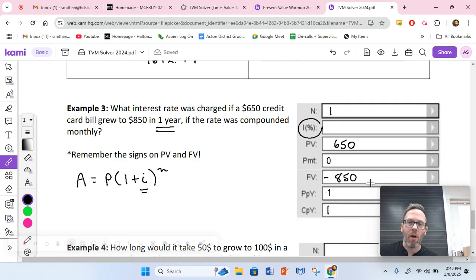CPY is 12. And these things are great. We can solve for the interest rate quickly, efficiently, accurately, and this is the expectation for both courses. We'll find interest rates, but we're going to use the TVM solver. So I will do that too.